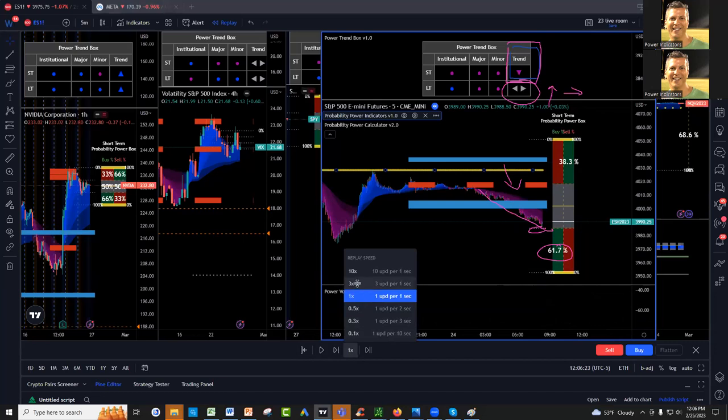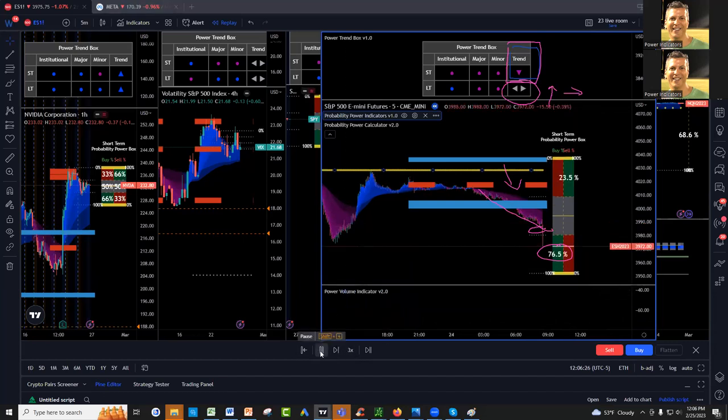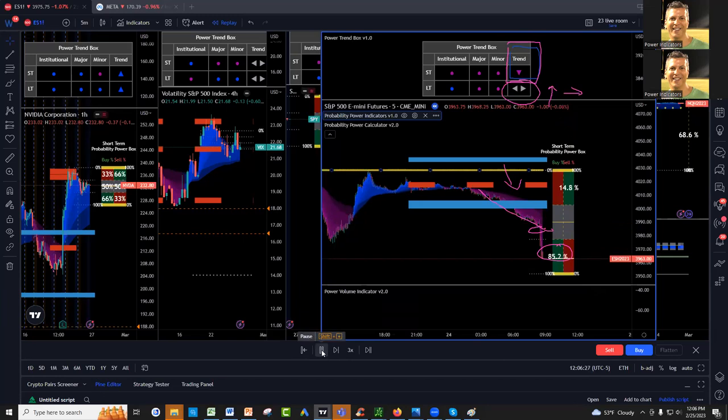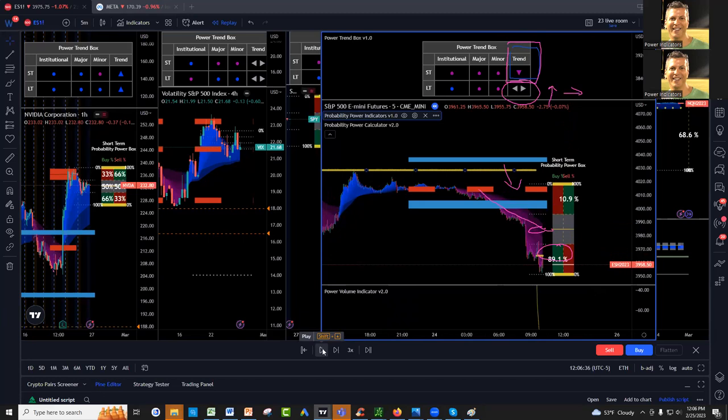I play 3x because I don't have all day. And then they go down all the way to the edge of the calculator at 100%. So you see, your assumption was right. You want the short, but you want the short at resistance.